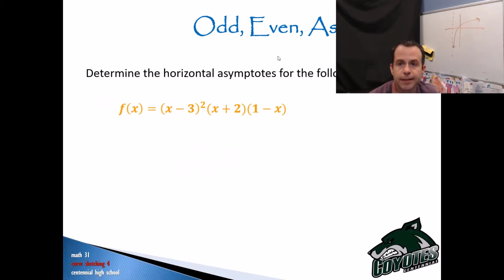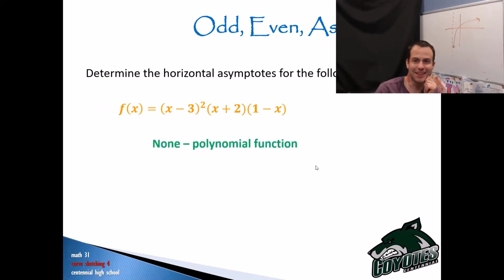All right, and then this guy. I'm waiting for you to think about some things. This is a polynomial function. There is no horizontal asymptote in a polynomial function.